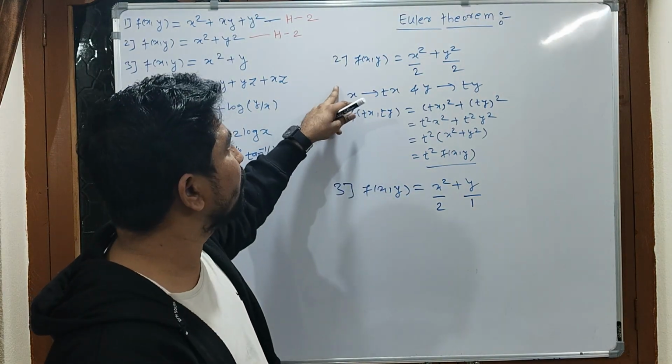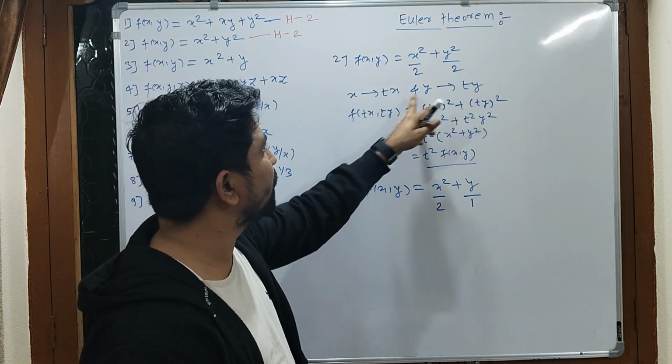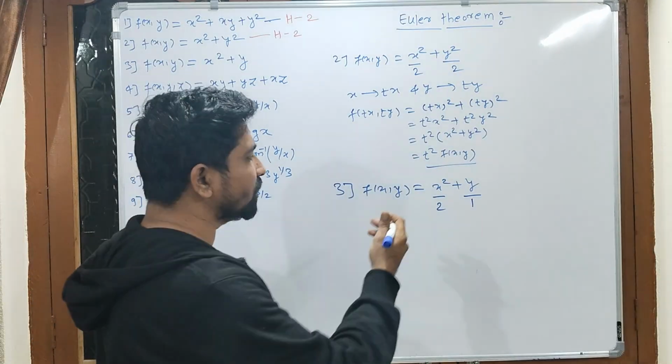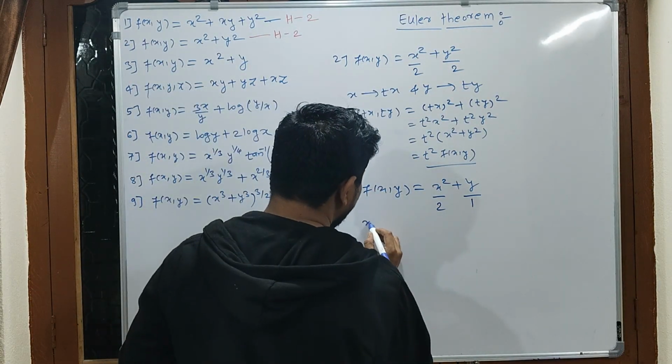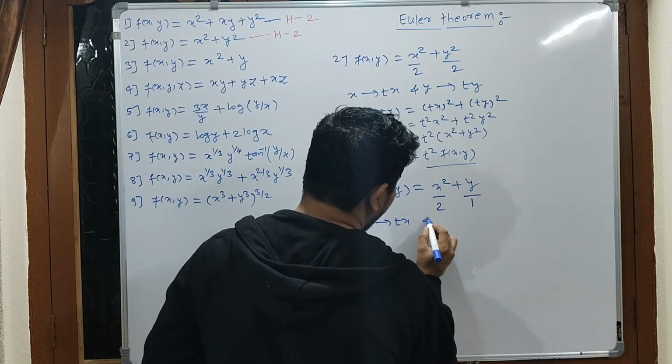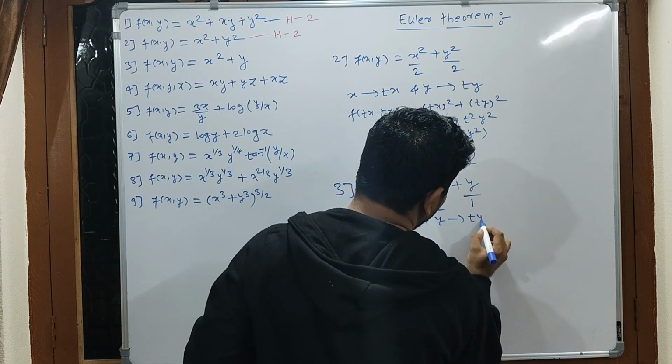Here I want to show with the help of this definition. Replace x by tx and y by ty. So this is my non-homogeneous function, but here I will show. Just replace x by tx and y by ty.